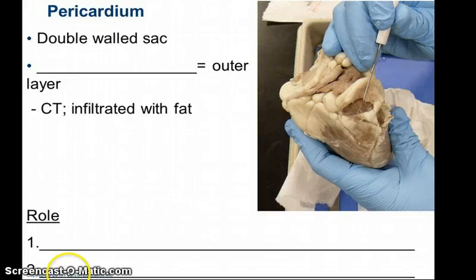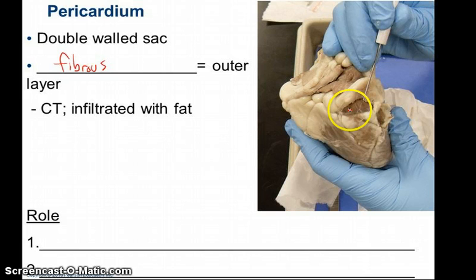So if we go back again to the pericardium, we said it was a double-walled sac, and the outer layer is called the fibrous pericardium. This is made of connective tissue, which is infiltrated with fat. So if you take a look at this picture to the right, this is a sheep heart. It looks just like the sheep hearts that you're going to be dissecting. And you can see this white tissue on the outside is fat, and they've actually cut through the pericardium.